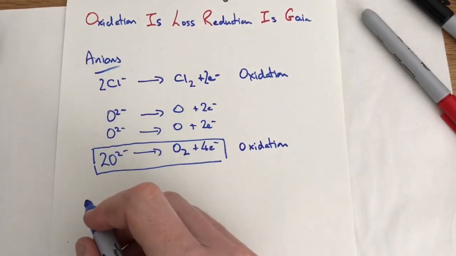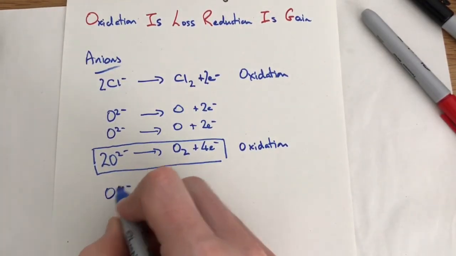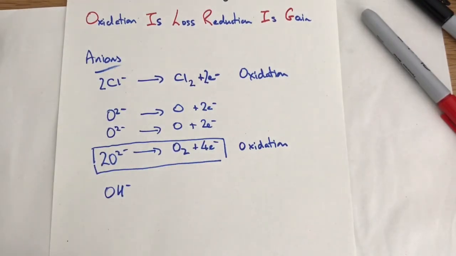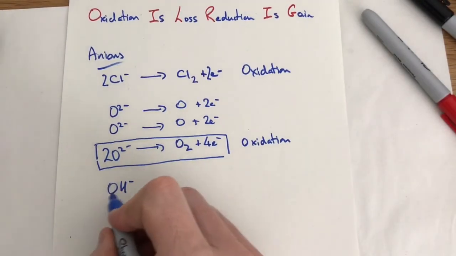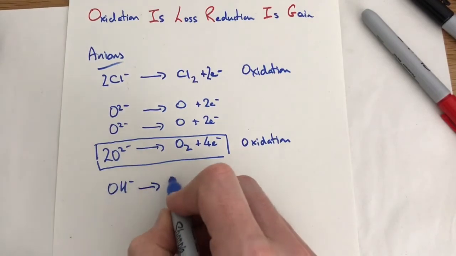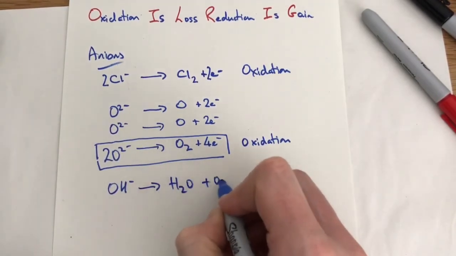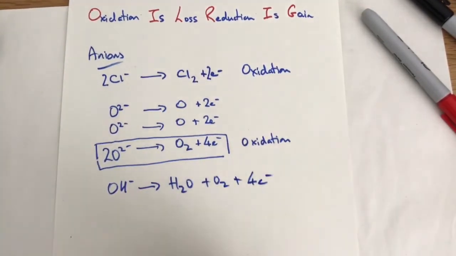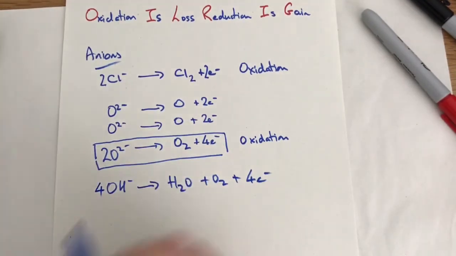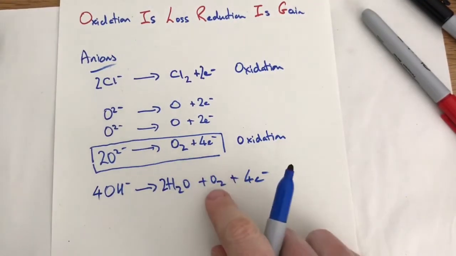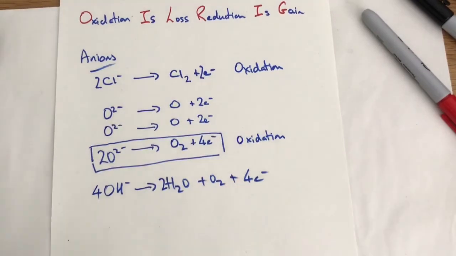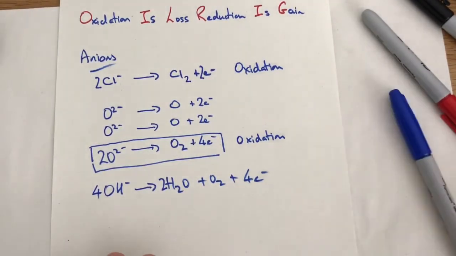The final one is an example, hydroxide ions. I'm not going to go through the explanation of this one here. One of the other videos does it for you. But hydroxide ion forms water and oxygen, and it releases 4 electrons because you need 4 of those. 2 lots of water are made, so we get oxygen forming here. And again, that is an oxidation reaction taking place.